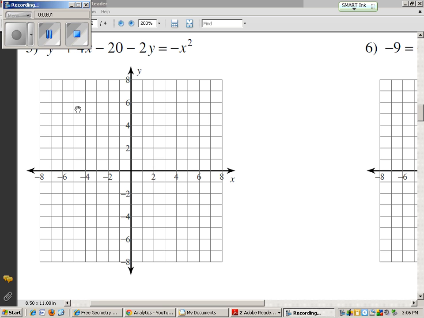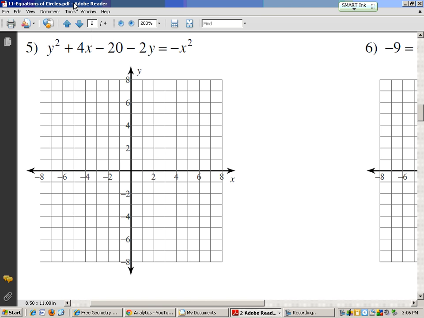Okay, so this equations of circles packet, or video, is going to be about number 5, 6, 7, and 8, and this is going to require completing the square. Now, I did another separate video on completing the square, so some of this work may be a repeat of that, but you need to watch that video if you struggle with this completing the square idea. So I'm not going to explain completing the square very much because I've already done that in another video. I'm just going to do the completing of the square.